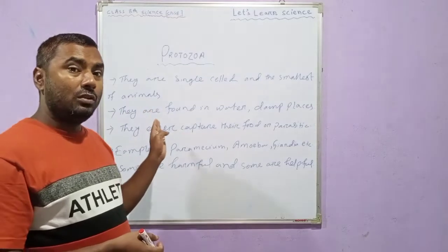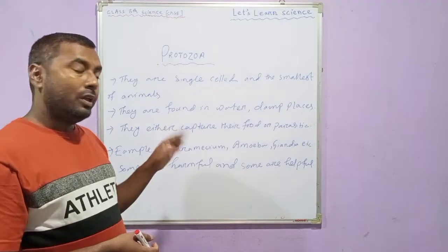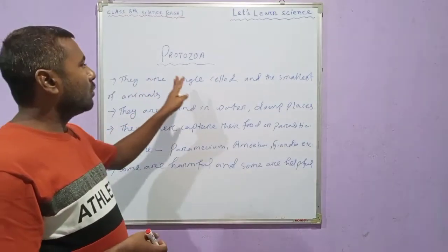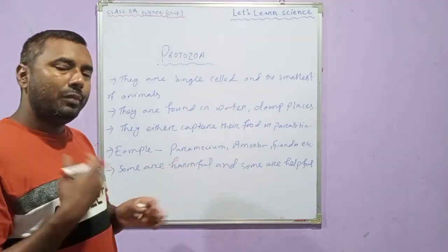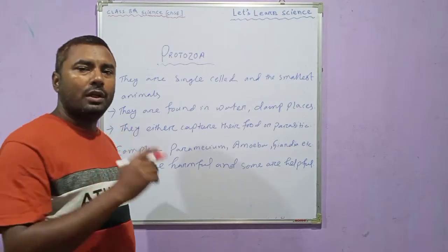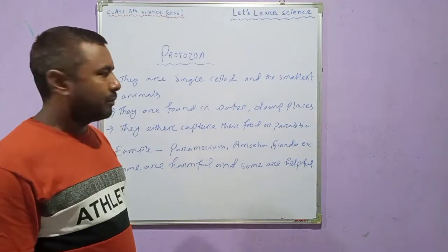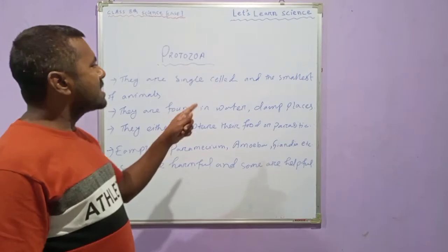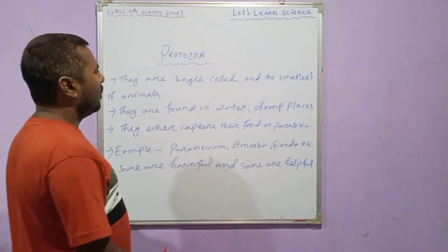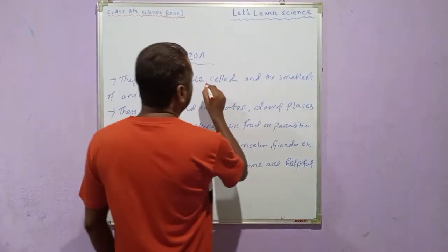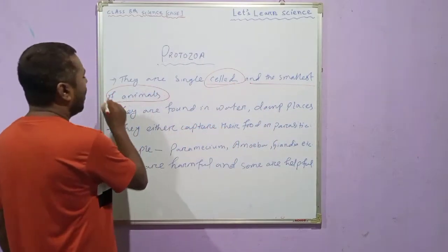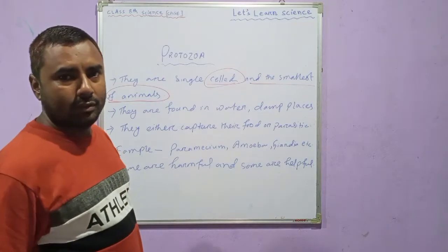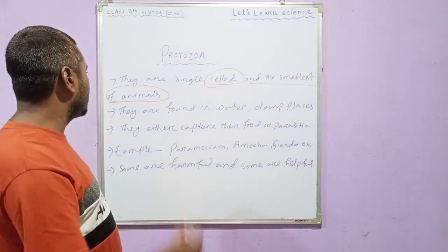But bacteria are unicellular. In the same way, protozoa are also only unicellular. That means they are made up of only one cell. They are single celled and the smallest of all animals. Right? They are not only single cells, but among all the animals, they are the smallest one.